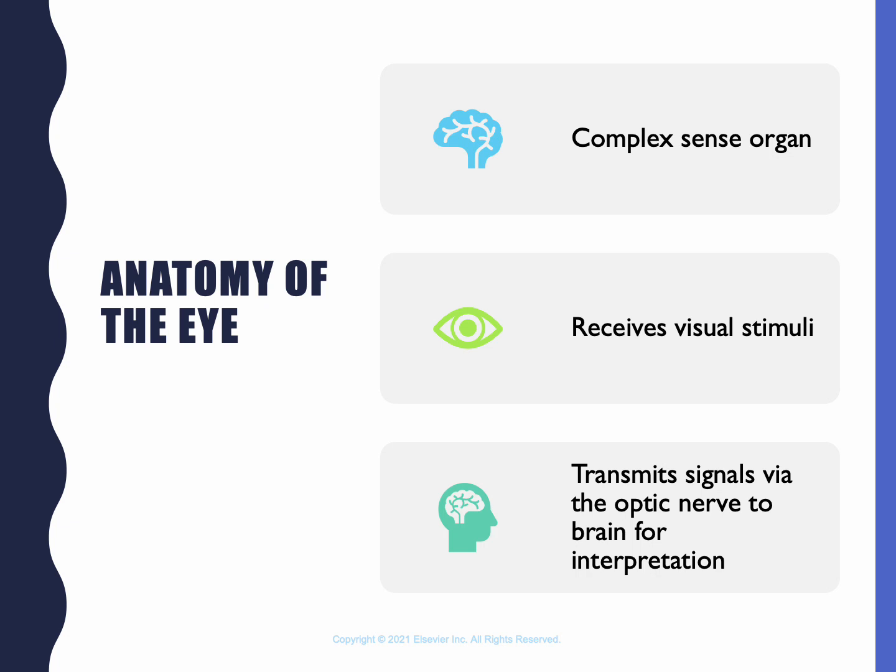But I want to remind you that the eye is an extremely complex sensory organ. It's so complex that it takes 6 of our 12 cranial nerves to operate the eye. Remember, its job is going to be to receive visual stimuli from the surroundings and then send those signals to the occipital lobe, the very back lobe of the cerebrum, for interpretation.